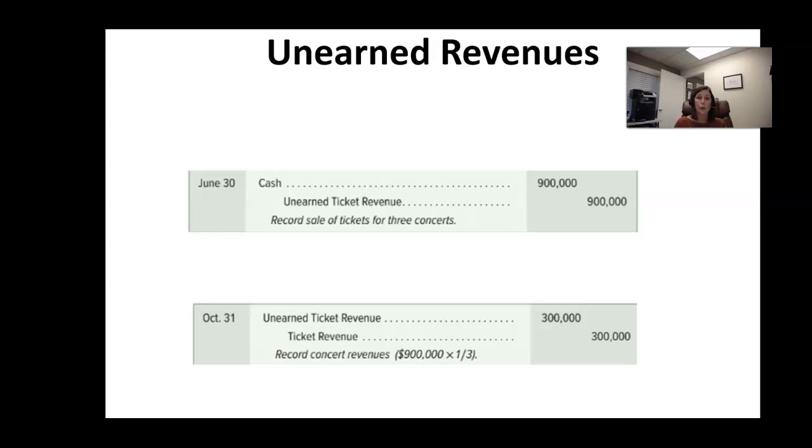Now we get to October 31st, one of the events happens, so now we have earned that. If the concert had been canceled, we may have had to refund that money, so we wanted to keep that money in the unearned ticket revenue until we no longer potentially would owe it back to the ticket purchasers. So after the October 31st concert, we say, okay, $300,000 of this is earned money. We are going to transfer that from unearned ticket revenue by debiting that and crediting ticket revenue.